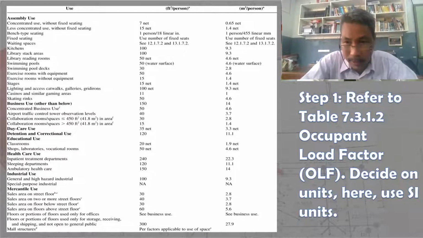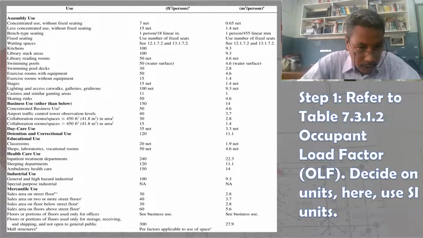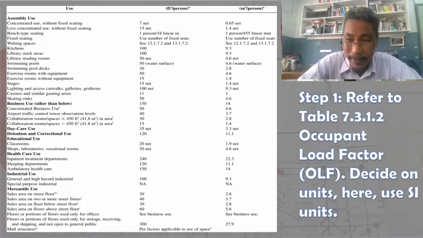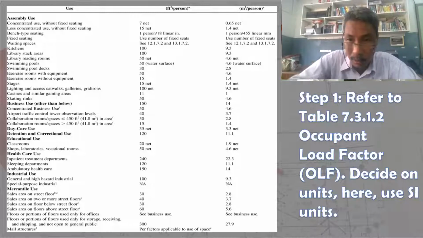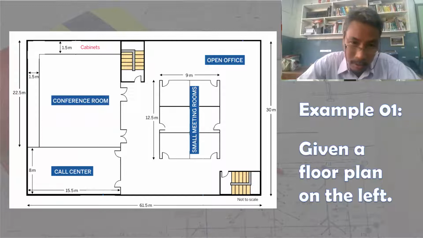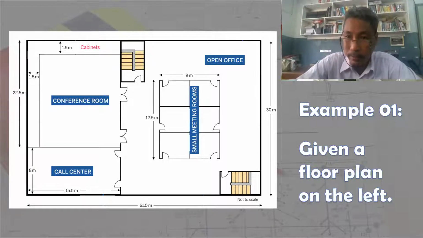In business use, there are 4 different classifications, wherein we can see collaboration use, concentrated business use, and so on. So small meeting rooms is about collaborative meeting efforts. So it is within this part, collaboration room, but there are again 2 different classifications of collaboration rooms. Those with 41.8 square meter and below, and 41.8 square meters and bigger or larger. So let us find out what our small meeting rooms are all about. It is about 12.5 meter by 9 meter. Okay, so as an estimate, it is more than 41.8 square meter.